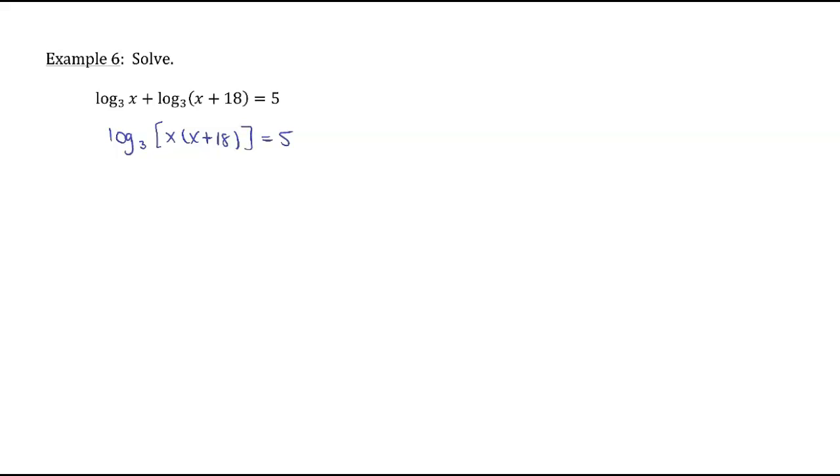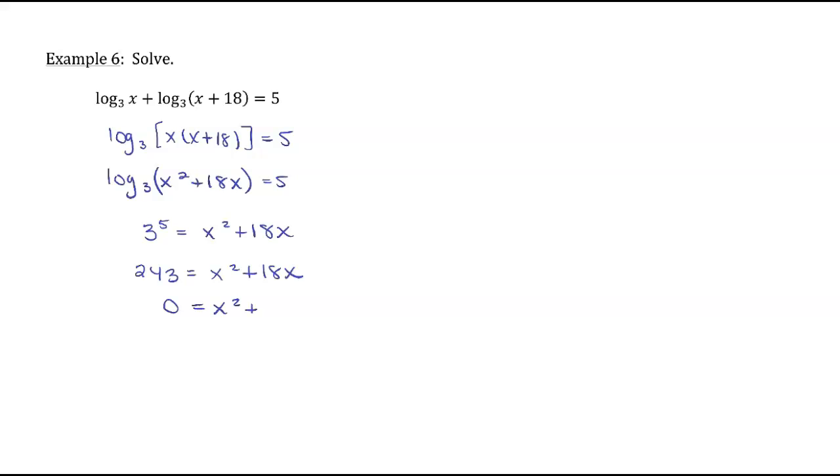Now we have a single logarithm set equal to a number, or log base 3 of x squared plus 18x equals 5. Writing this equation in exponential form, we have 3 raised to the 5th power equals x squared plus 18x. And we can simply solve for x. 3 to the 5th is equal to 243. So we have 243 equals x squared plus 18x. And subtracting 243 from both sides, we have 0 equals x squared plus 18x minus 243. Now we have a quadratic equation in standard form, and we can use our quadratic methods to solve.